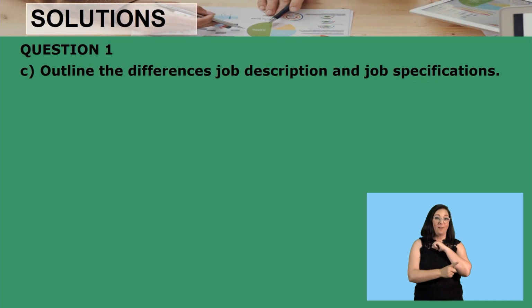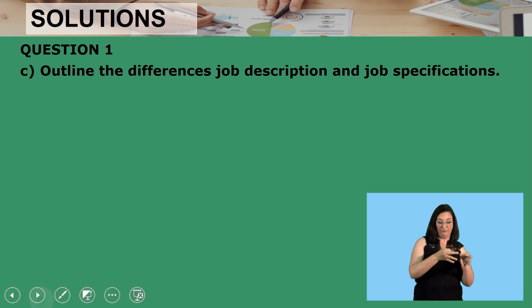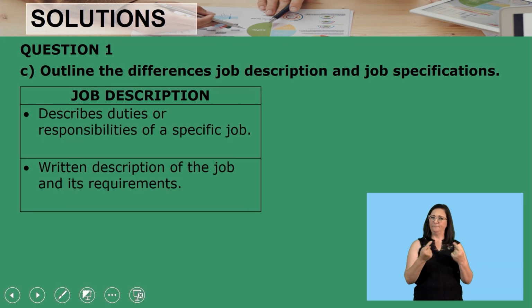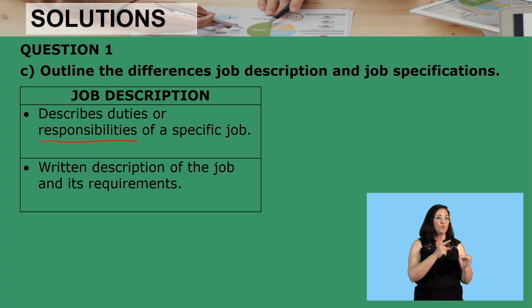Right, now the last part of question 1: outline the differences between job description and job specification. Right, what is a job description? It describes the duties or responsibilities of a specific job. Keyword: the duties and responsibilities. What are your responsibilities in this particular job? It is a written description of the job and its requirements.